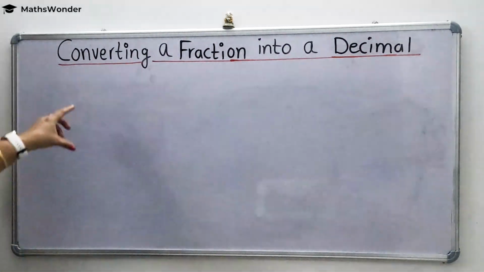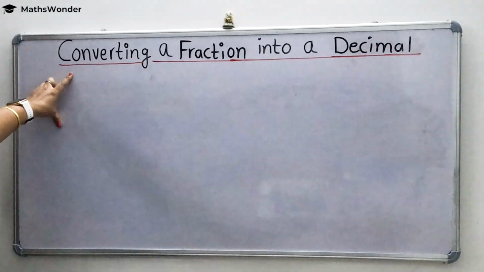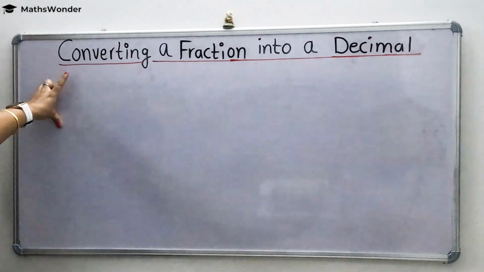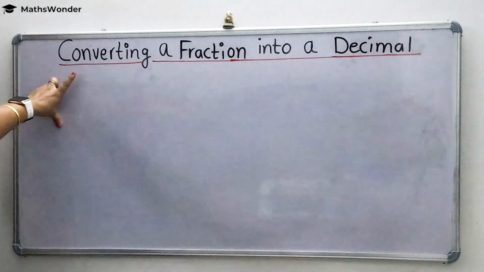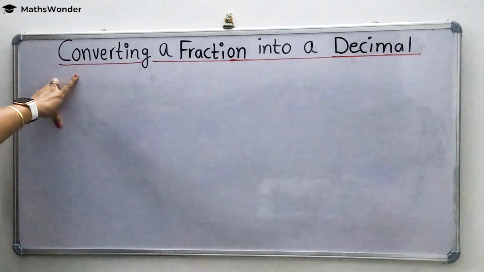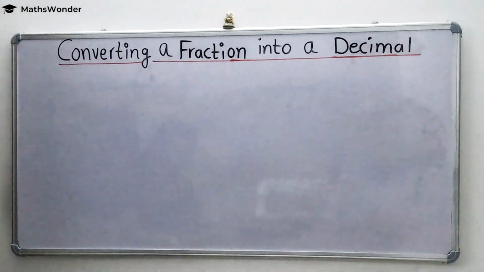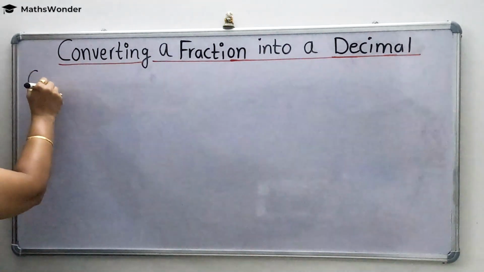Now the second, converting a fraction into a decimal. The first conversion we have done was decimal into fractions. Now the second is fraction into decimal. But what is the difference? When we convert decimal into fraction, we have only one method, no other, okay? But when we learn fraction into decimal, 2 cases arise, basically 3. I will explain all types of cases in detail. So come to case number 1.